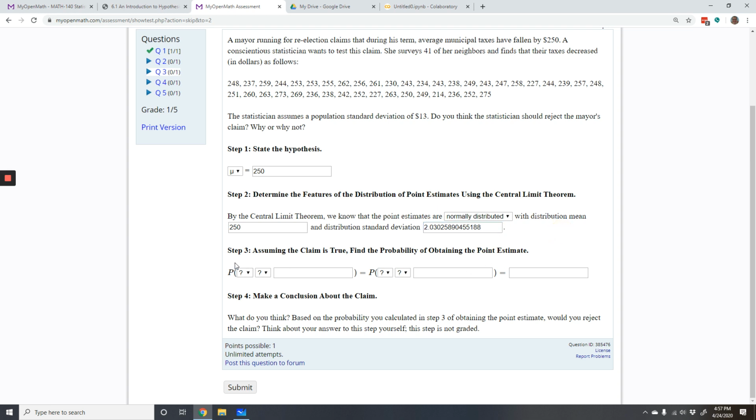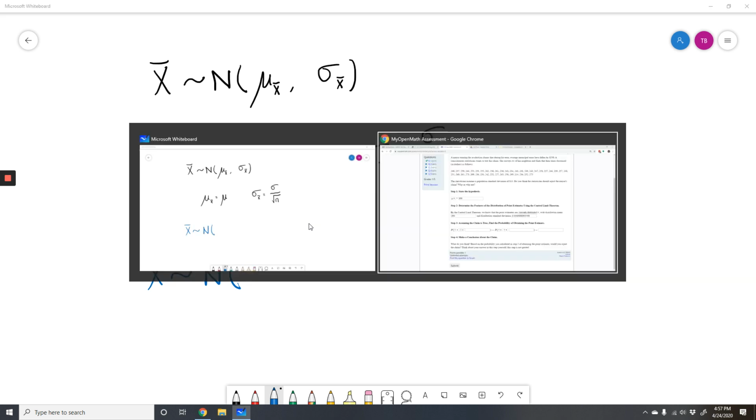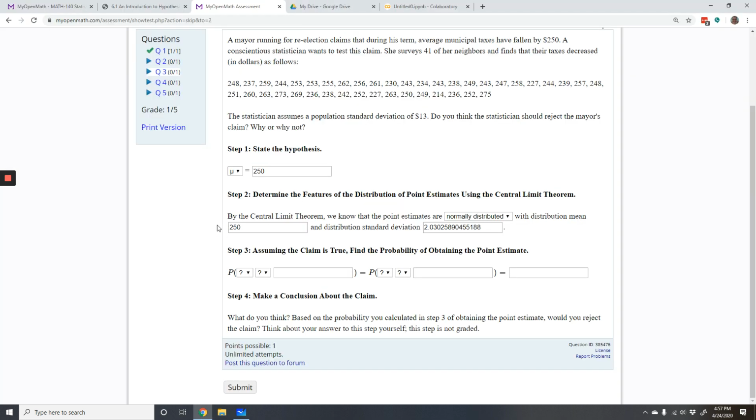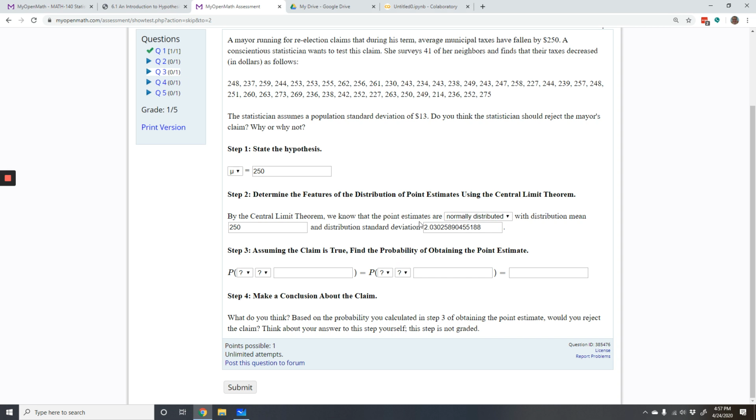Okay, so now we know how it's distributed. And what this means, by the way, is for our particular problem, our sample means are normally distributed with mean 250, and distribution standard deviation about 2.03.